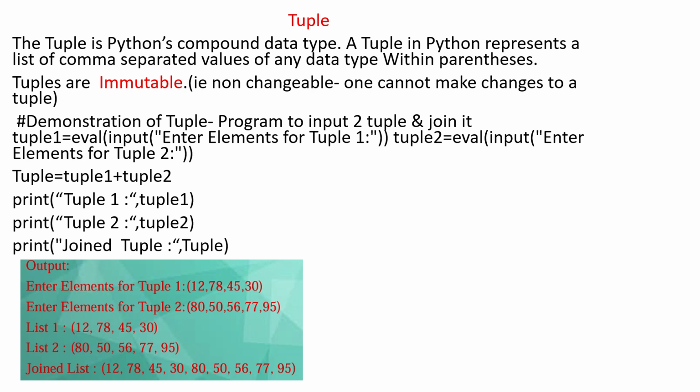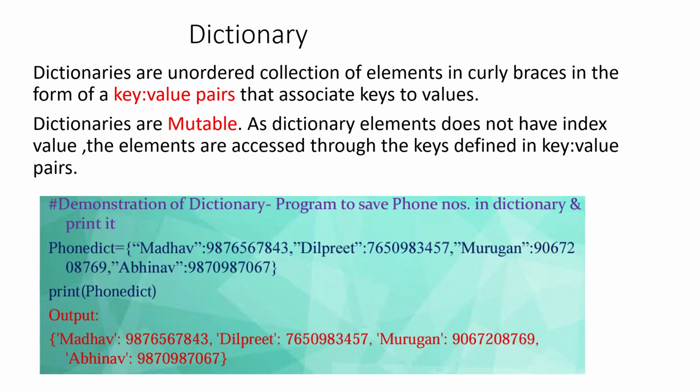Similarly, tuple is equal to eval input: enter the elements for tuple 1, tuple 2. Then you can join these two tuples, tuple 1 and tuple 2. Tuple 1 within parentheses, you can get the values of tuple 1. Similarly for tuple 2, get it. And if you want to add these two things, it is used to join the two tuples.